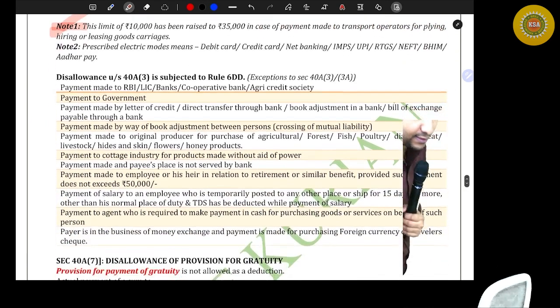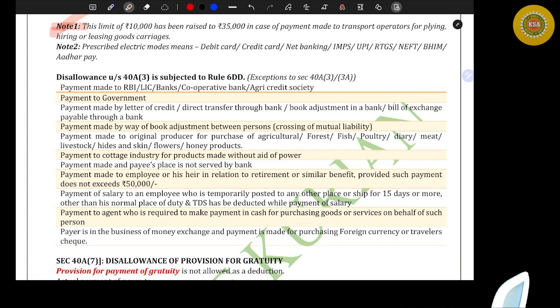What is transaction number 1? Can you read the first item under that? Payment made to RBI, LIC, bank or a cooperative bank or agricultural credit society. If the payee is any of those persons, no worries, you can make a payment according to your wish in any mode you want. Are you all here? If the payee is either RBI, LIC, bank or a cooperative bank or agricultural credit society, you can make the payment in any mode, any amount, no problem. 40A(3) will not be applicable.